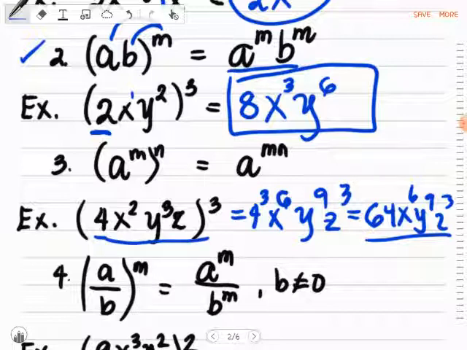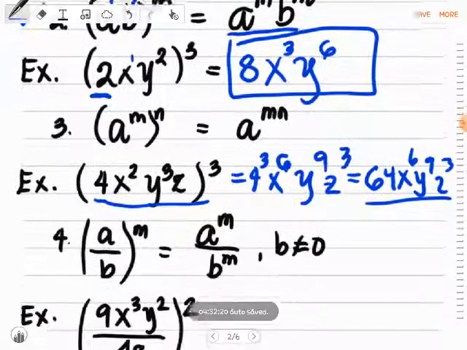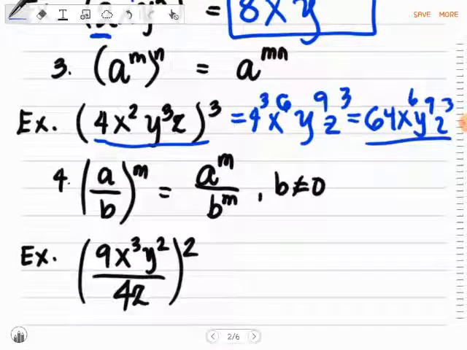Okay? So that's how we do rule number 3. Okay. Now let's have rule number 4. In rule number 4, we have quantity a divided by b raised to m, wherein we distribute m. So we have a raised to m over b raised to m, such that b is not equal to 0. Okay. For this one, again, ang gamit ng 2, ibig sabihin, multiply mo siya sa exponent na nasa loob at i-multiply by itself yung nasa loob.